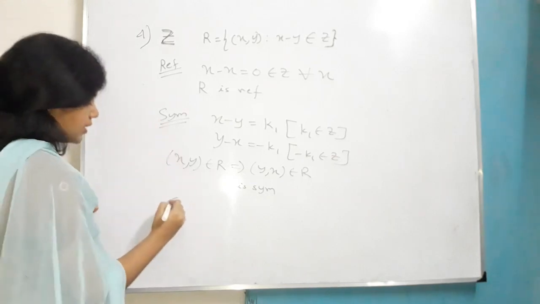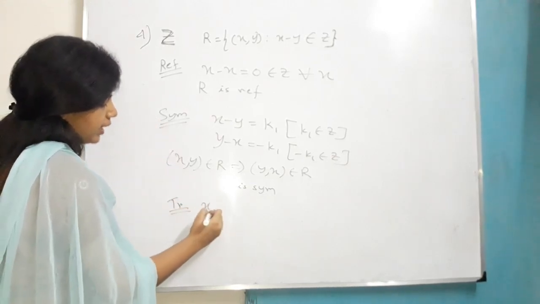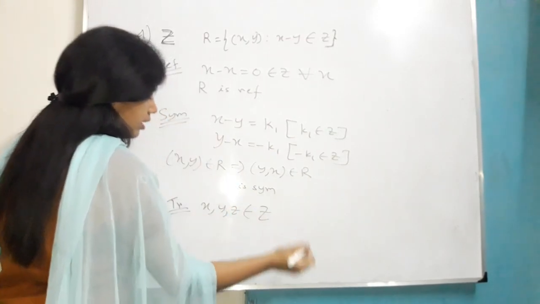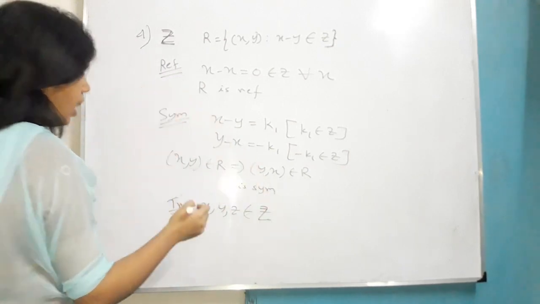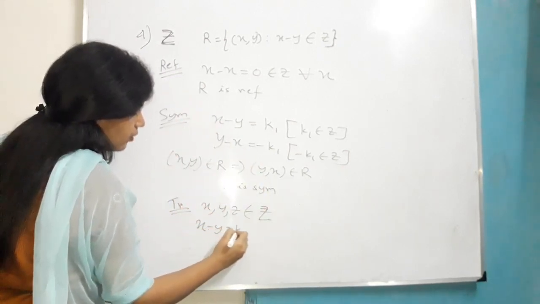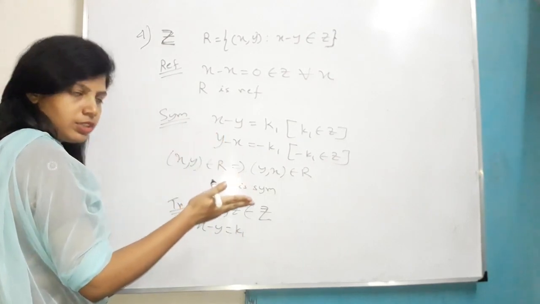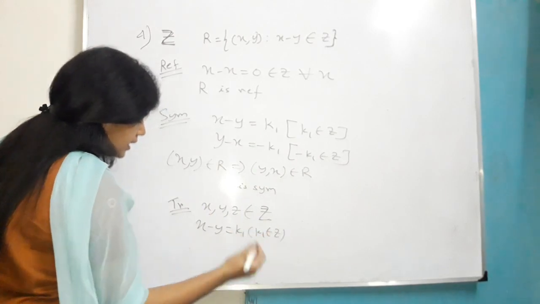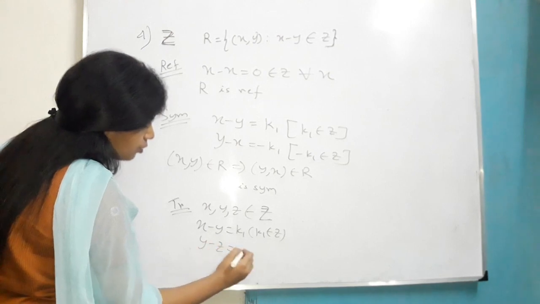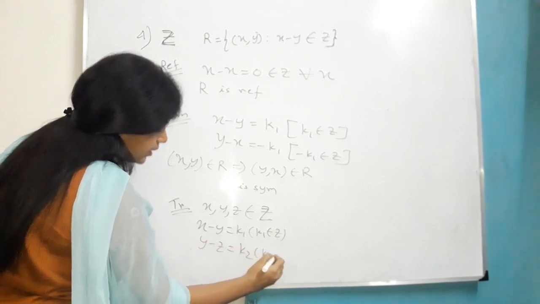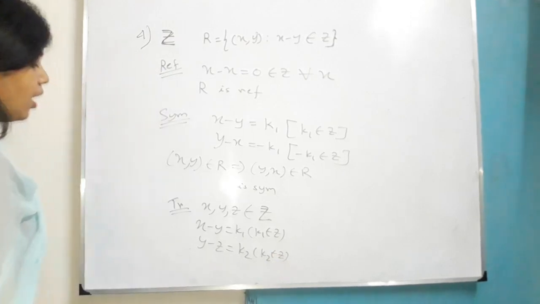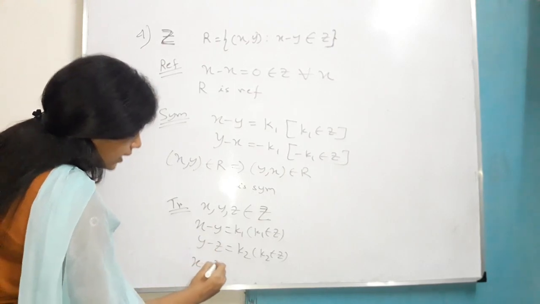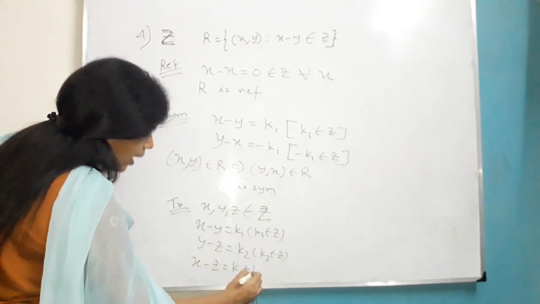Next, transitive. So here I have to take x, y, z, and this one I will take from the set of integers. Now first I will write x minus y equals k1, because x minus y belongs to Z. So any integer I can take here, k1 belongs to Z. Similarly I will take y minus z equals k2. That means k2 belongs to Z. Now I will just add both of them. Then what will I get? Minus y plus y will be cancelled. So x minus z equals k1 plus k2.